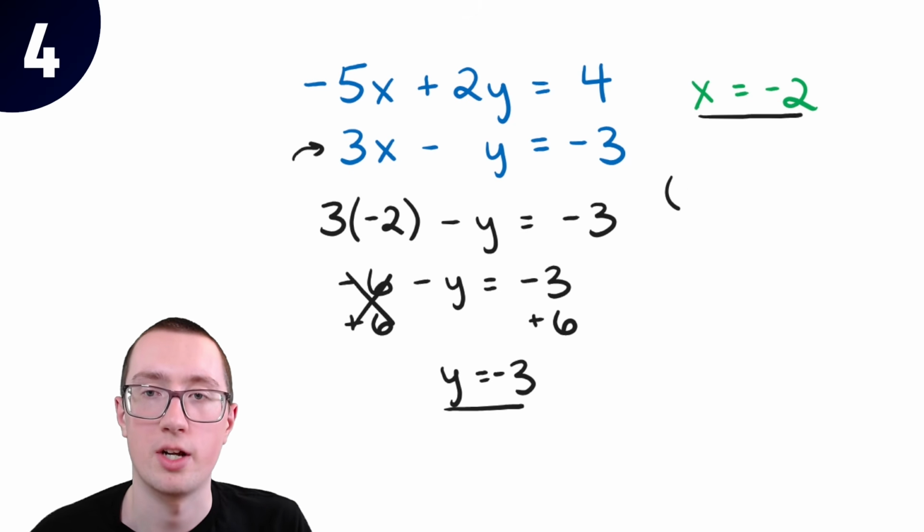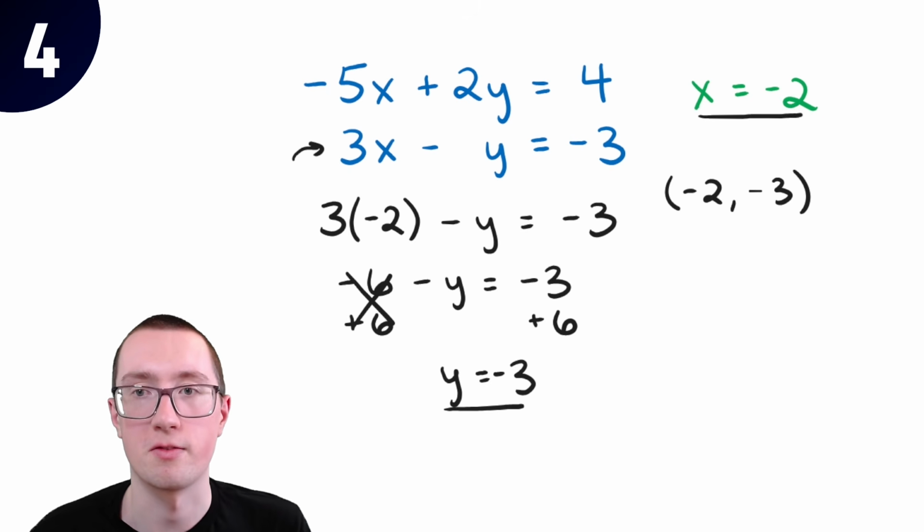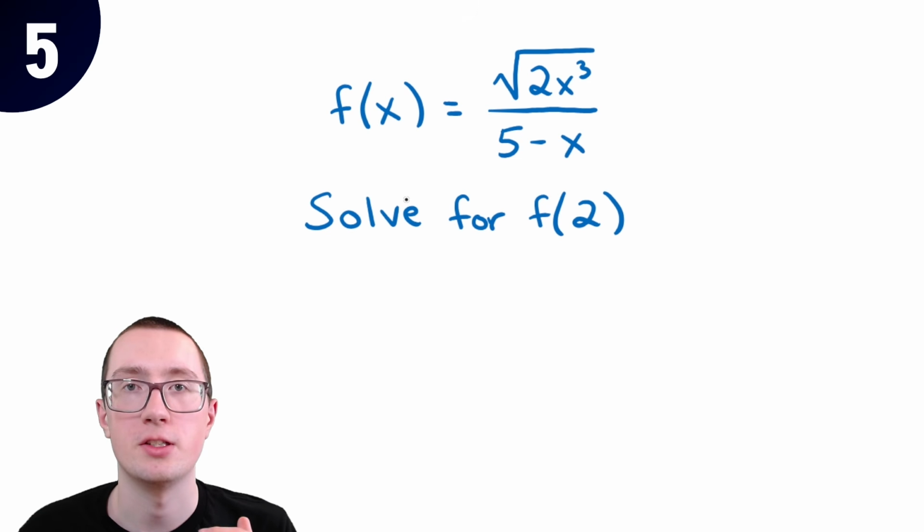So we could write our answer as (-2, -3), as if it was a point on a graph. So two ways to write your answer, but they're both correct. All right, let's get a little bit into functions.